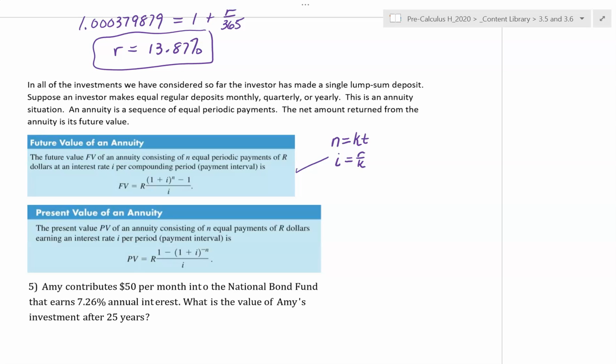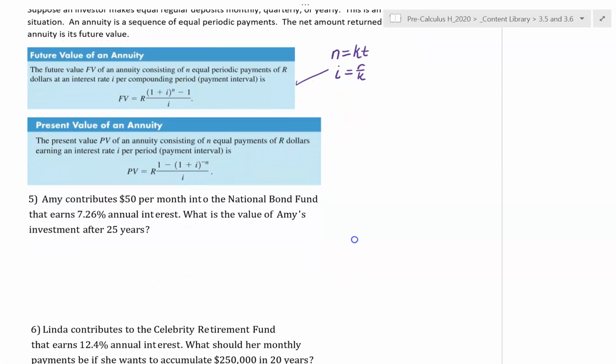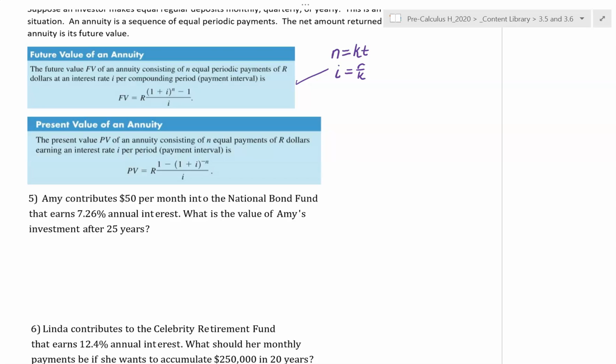So let's start off with number 5. It says Amy contributes $50 per month into a bond fund that earns 7.26% annual interest. What is the value of Amy's investment after 25 years? So we are actually saving money. And when we learn about present value later, that formula is actually used for a loan. And the future value we'll use for a savings annuity, or some type of savings account.